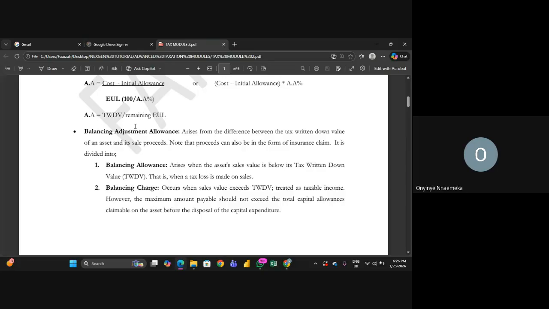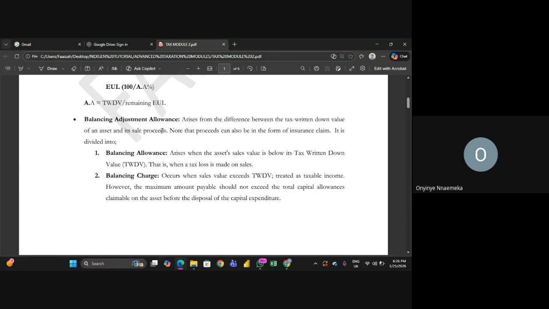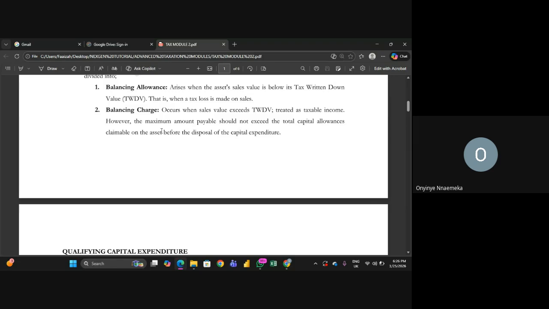But for balancing charge, the tax written down value is 50,000, you sold it for 70,000, you made a profit of 20,000, and that's what you're going to be charged upon. You're going to be adding it to your taxable income, and it's going to be taxed. So now there's a caveat to this balancing charge. The balancing charge, which is the profit on the transaction, must not exceed the total capital allowance claimable on the assets before disposal of the capital expenditure.